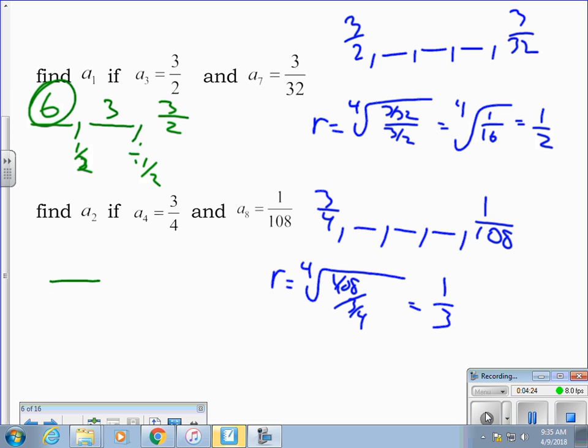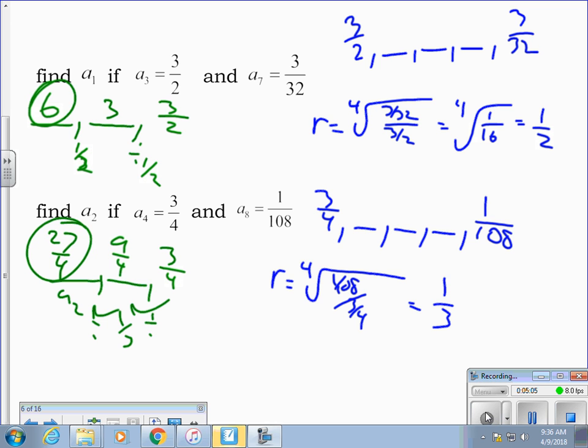So to finish this off, I'm looking for the second term, A sub 2. Here's where the third term is. My fourth term is 3/4. To go from left to right, I multiply times 1/3. To go from right to left, I divide by 1/3, which is the same thing as multiplying by 3. So 3 times that gives me 9/4, right? And this gives me 27 fourths. How'd you get 9/4? Because instead of multiplying by 1/3, I'm dividing by 1/3 to move in the other direction. So when you divide by 1/3, it's the same as multiplying by 3. 3 times 3/4 is 9/4. Okay.